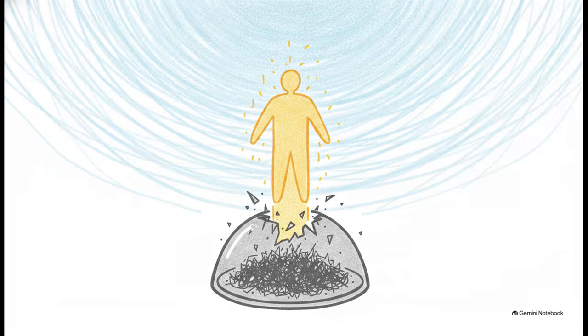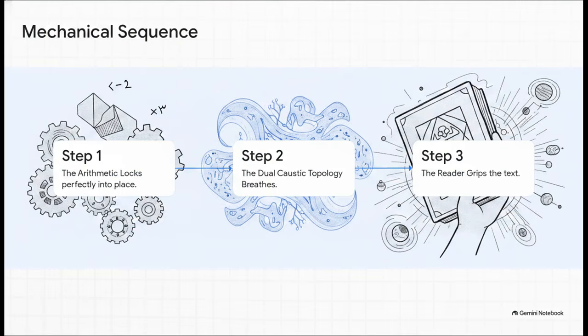This is absolutely crucial because it converts the D10 anxiety of the physical world into the I9 traversal of the foremost, the sabikun. This right here is the final mechanical sequence of the tesseract. It's a three-step chain reaction. 1, the arithmetic locks. 2, the topology breathes. And 3, the reader grips.